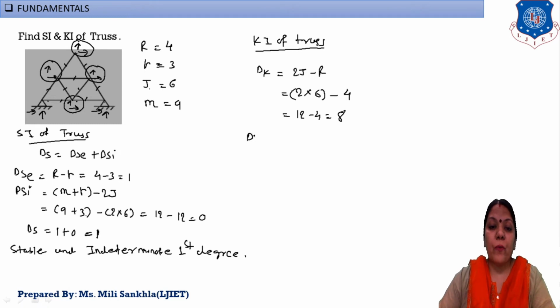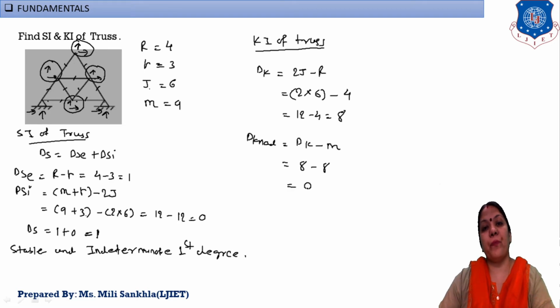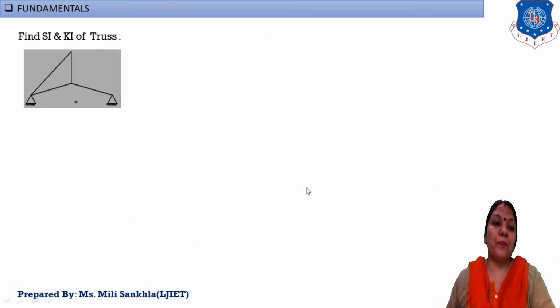Now find DK NAD, and DK NAD is equal to DK minus m. DK is equal to 8 and m is the number of displacements of joints. Here the displacement of joints is also 8, so 8 minus 8 is equal to 0. Now we solve another example of truss.